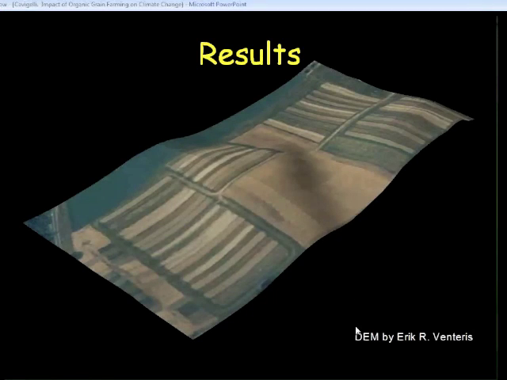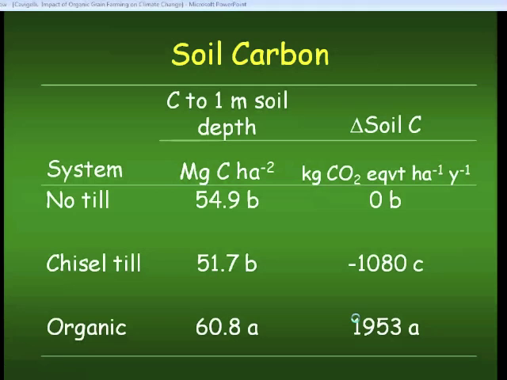So now I'm going to show you the results from these measurements and estimates. This is what we found for soil carbon down to 1 meter depth in our no-till system. And this is in the units of megagrams carbon per hectare. That's not supposed to be hectare squared. I made a mistake there, just per hectare.